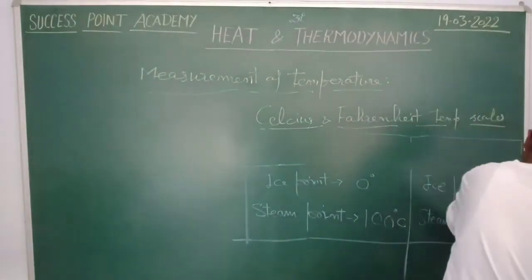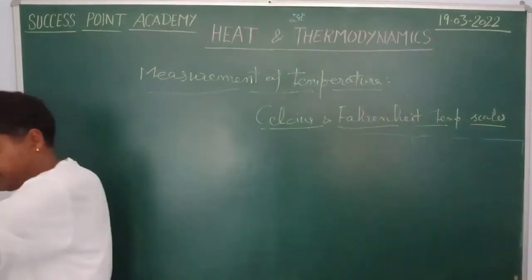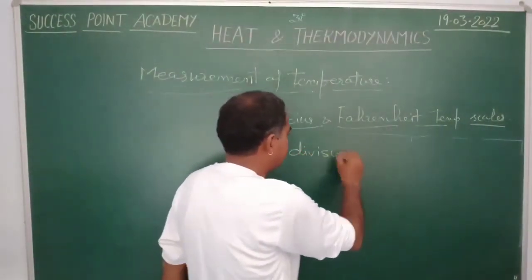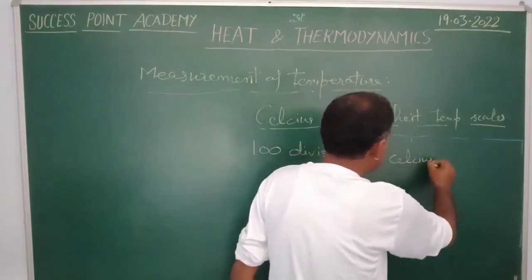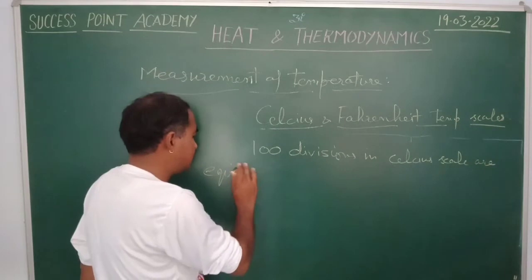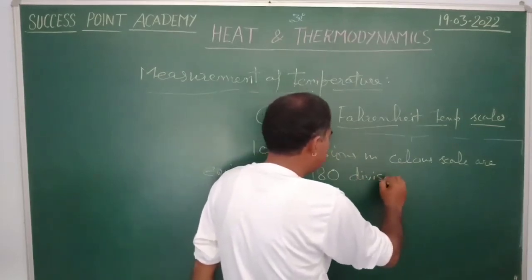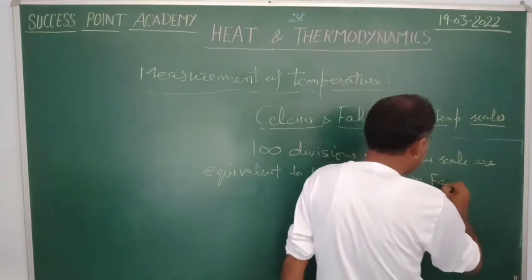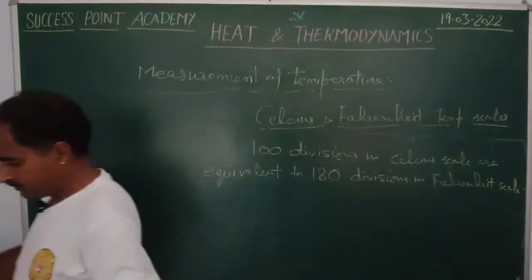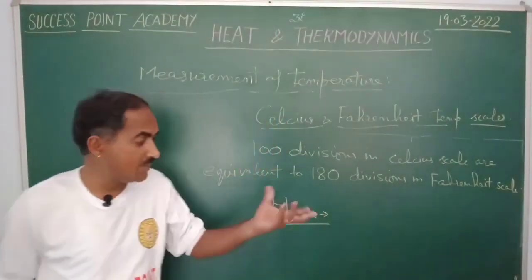So write down, students: 100 divisions in the Celsius scale are equivalent to 180 divisions in the Fahrenheit scale, and then we will find the relationship.